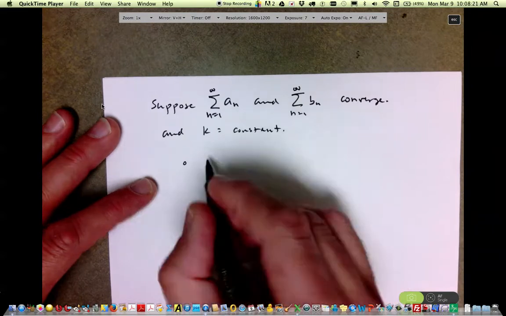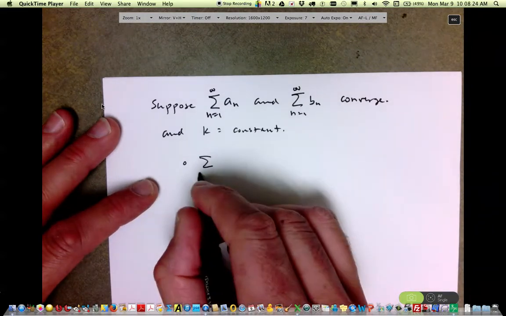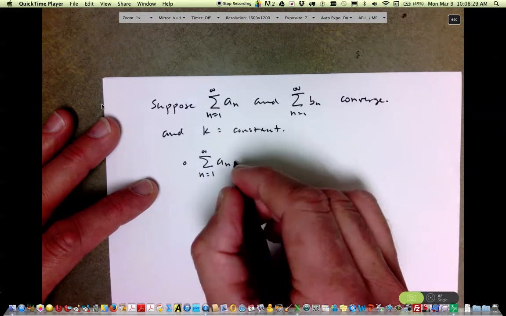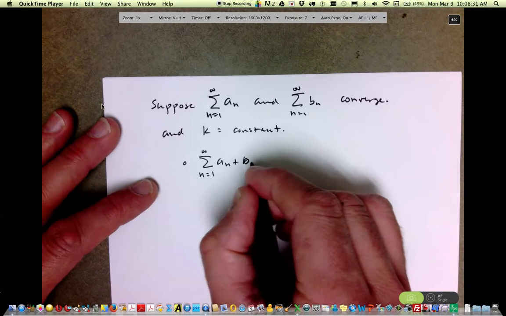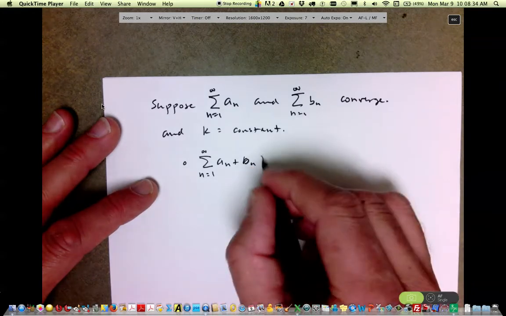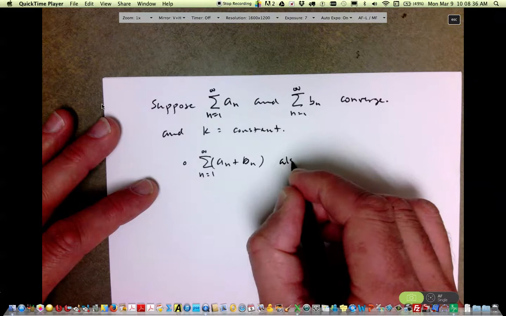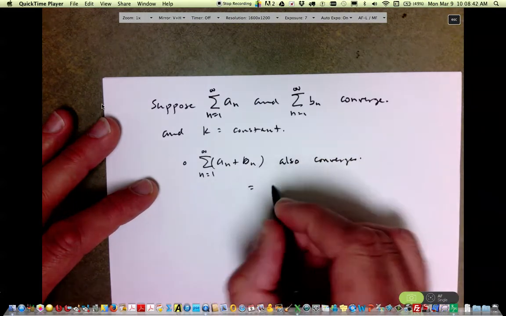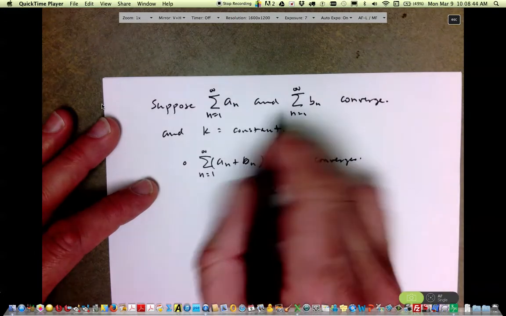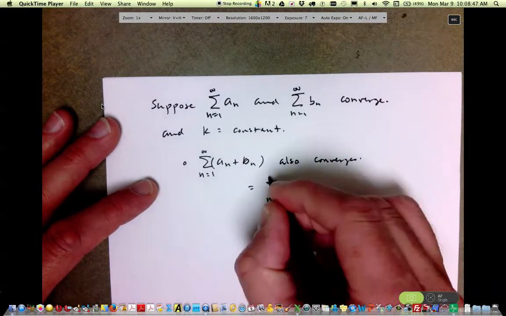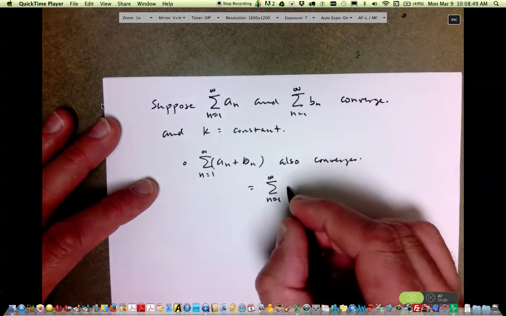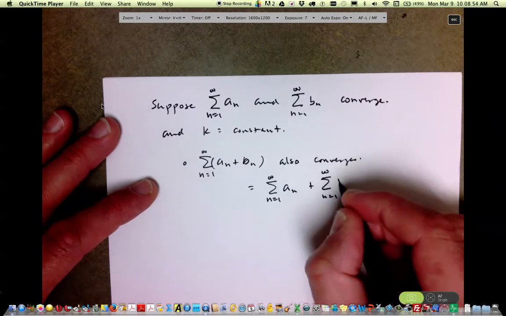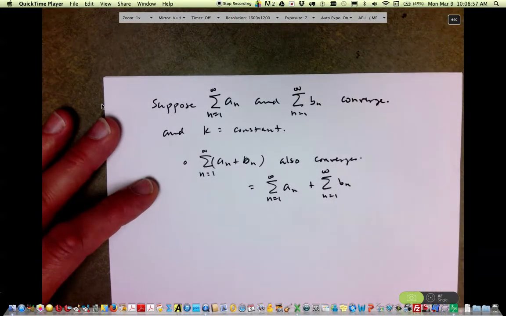All right, from here, there's a couple of things that are going to follow. First thing is, if we were to take these two series and add them together, and say the sum from n equals 1 to infinity and take all these a sub n's and add them to all of the b sub n's, then this new series also converges. And not only that, but it's equal to the sum of whatever these converge to. So it would be the sum from n equals 1 to infinity of a sub n plus the sum n goes from 1 to infinity of b sub n. That seems kind of intuitive, I think.